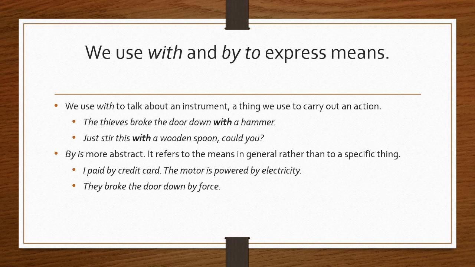By is more abstract. It refers to the means in general rather than to a specific thing. For example, I paid by credit card. The motor is powered by electricity. They broke the door down by force. So, rather than a specific thing like with, it is used to talk about means in general. We use by before a gerund. They got in by breaking down the door. So, we cannot say they got in with breaking down the door, but it is by breaking down the door.